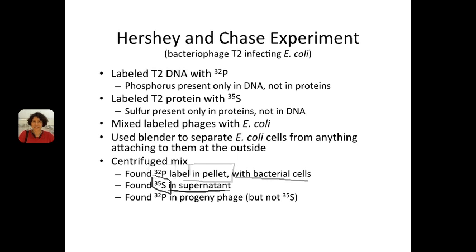They also noticed that some of the progeny phage that they got, if they let that infection continue and lyse the bacterial cells and produce progeny phage, some of those progeny phage had P32 in their DNA, but none of them had S35 in their protein. Let's go to the next slide so we can see what those tubes looked like, and I can show you what a pellet looks like and the supernatant looks like.